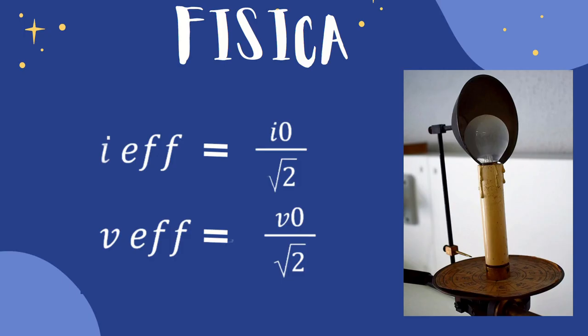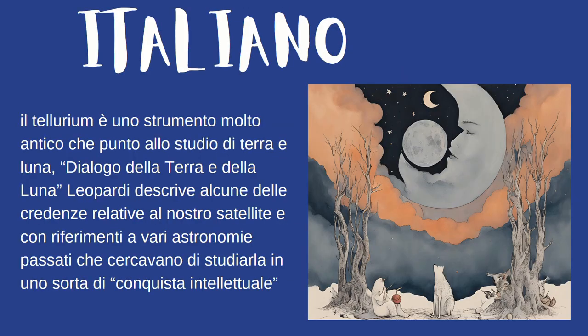The Moon has always been a topic of metaphysical interest for man. It has been present since the first myths. The literary work that best connects to our path is Dialogue of the Earth and the Moon, present in Leopardi's Operette Morali, because it represents the dialogue between the Earth and the Moon, represented in the Tellurium.